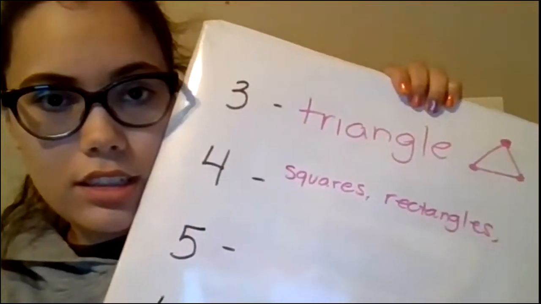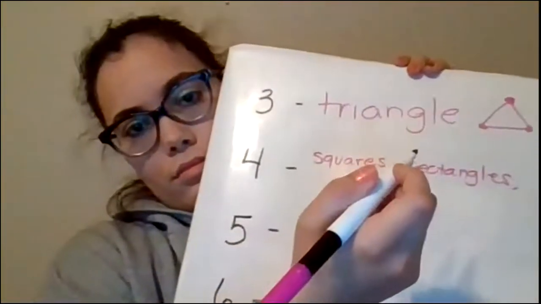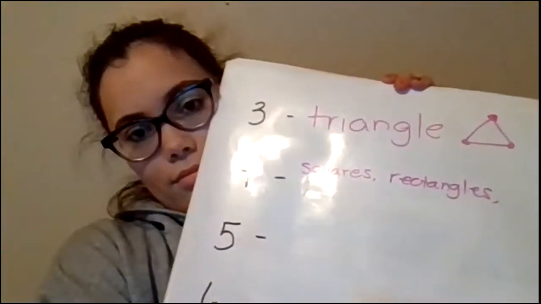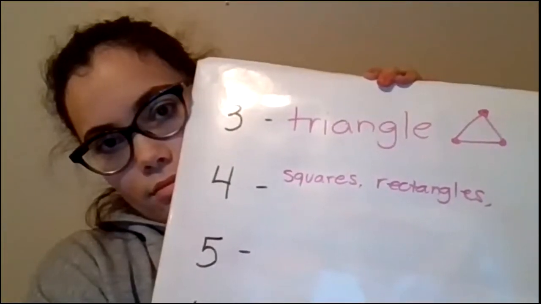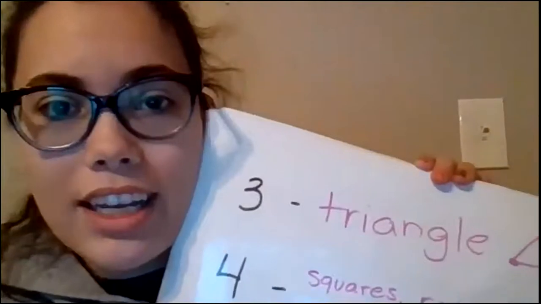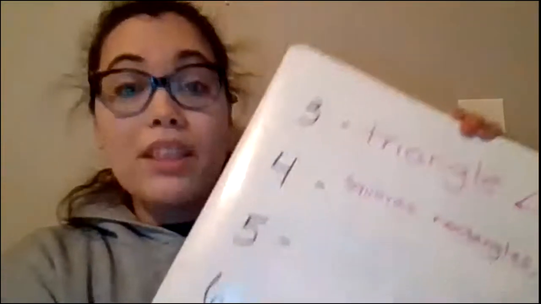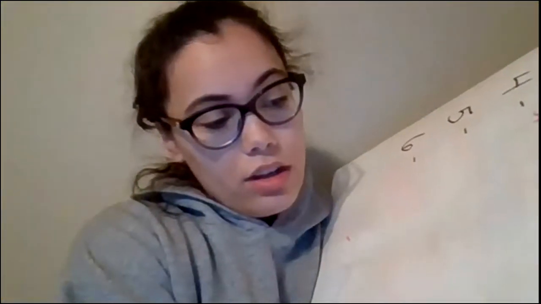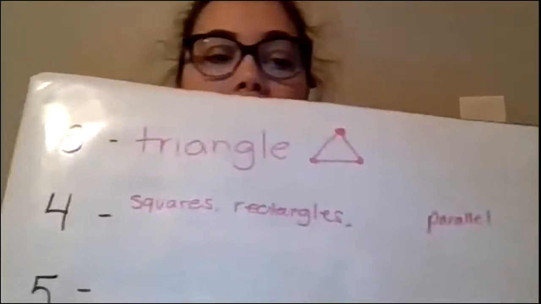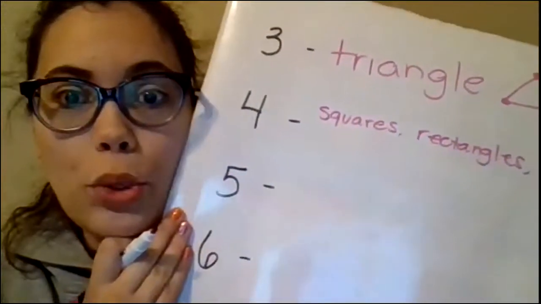Felix? Maybe they're all parallel shapes. Some of them do have parallel sides. I do like that you use that word parallel. So squares and rectangles have parallel sides. This one I'm looking for starts with a Q.